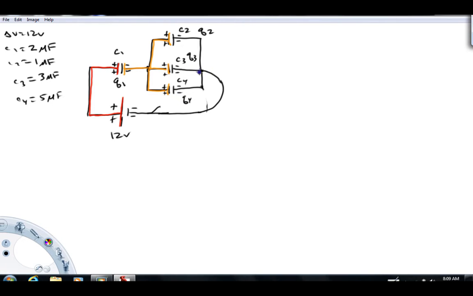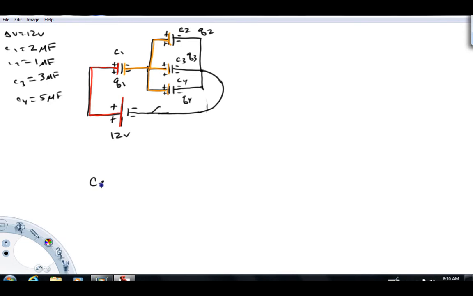This is all one potential here, so it does not matter where this wire is connected. These guys are all in parallel, as long as this wire is connected somewhere in this region. Now, these guys right here, all in parallel, so the equivalent capacitance is very easy to find. Let me do this down a little lower here.